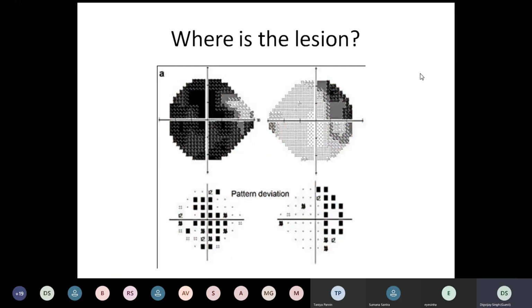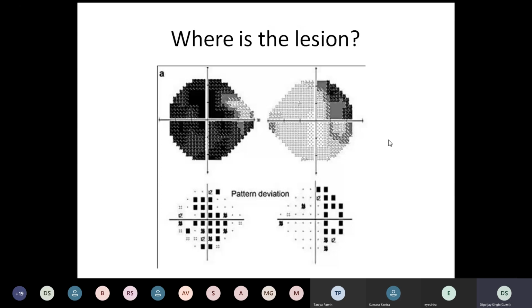Okay, this is another interesting field. Where do you think the lesion is on this? So you can see here both the eyes. In the right eye, there's a complete loss of visual field, and in the left eye you can see that there is a loss only in the superior nasal area. Right, so full loss in one eye and a superior nasal loss in the other eye.